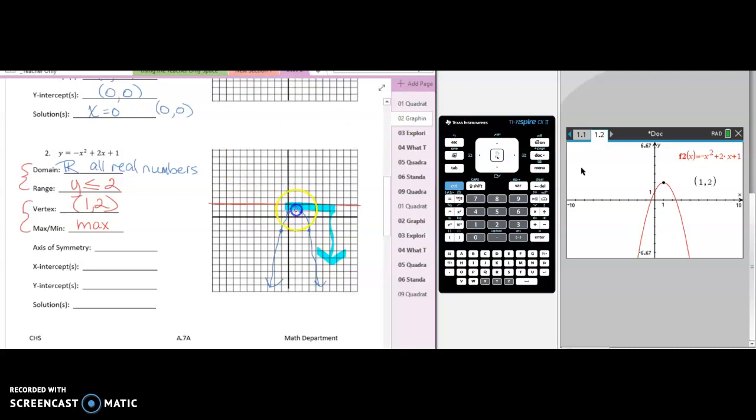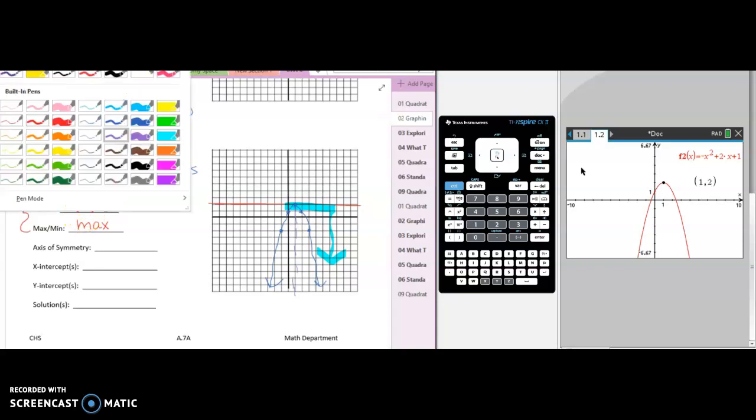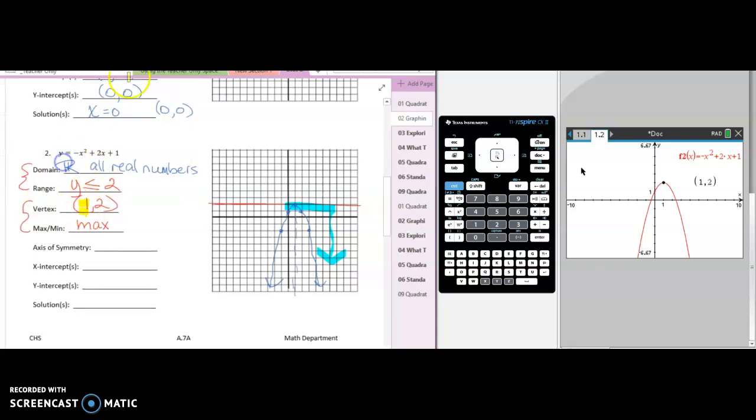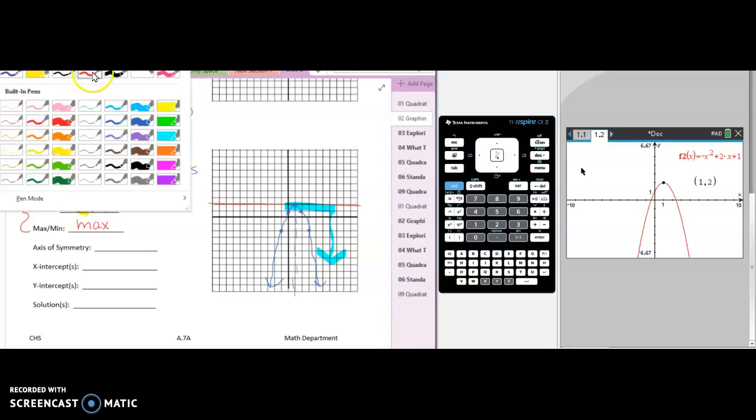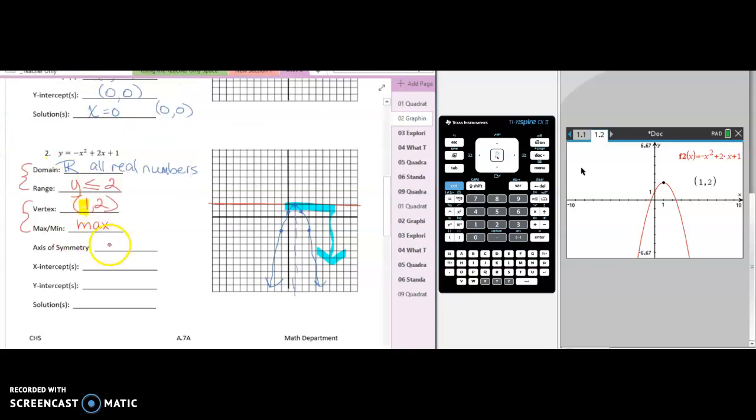All right, so this is my axis of symmetry right here, right? Right down that line. So notice what that x value is. My x value is what? It's 1, right? So look at my x value right here. My x value is what? It's 1. So that's why it's always x equals that, okay? So my axis of symmetry is x equals 1. Okay, so we have that, right? That's the line, x equals 1.